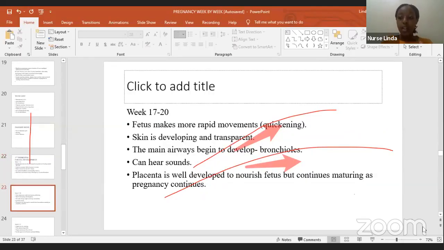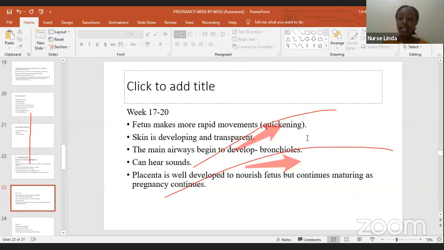Now it's at this point when the woman can feel the baby kicking. That is what we call quickening, at around the 17th to 20th week. And then the skin is developing and transparent. It's not as thick as the adult skin. And now back to the first point of quickening, every woman needs to note the point at which their baby started kicking. This will be very crucial in determining how safe the baby is, or if the baby is okay.